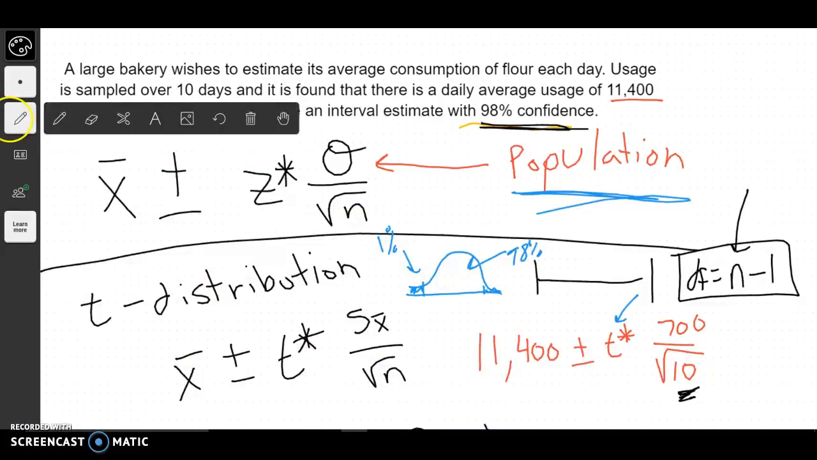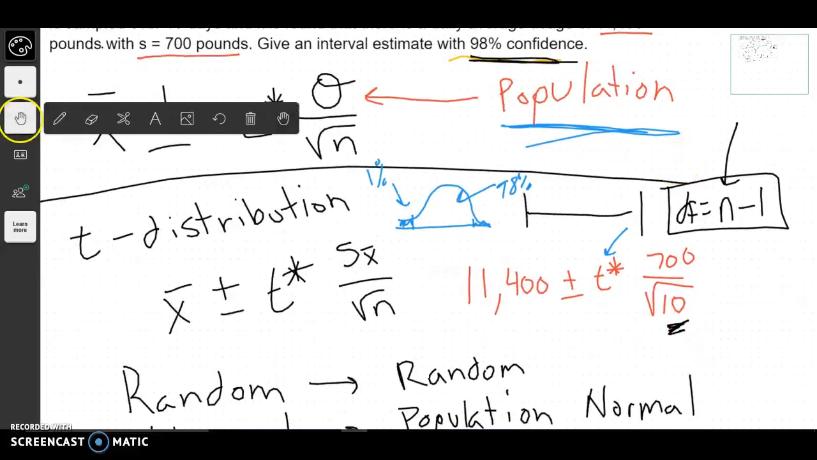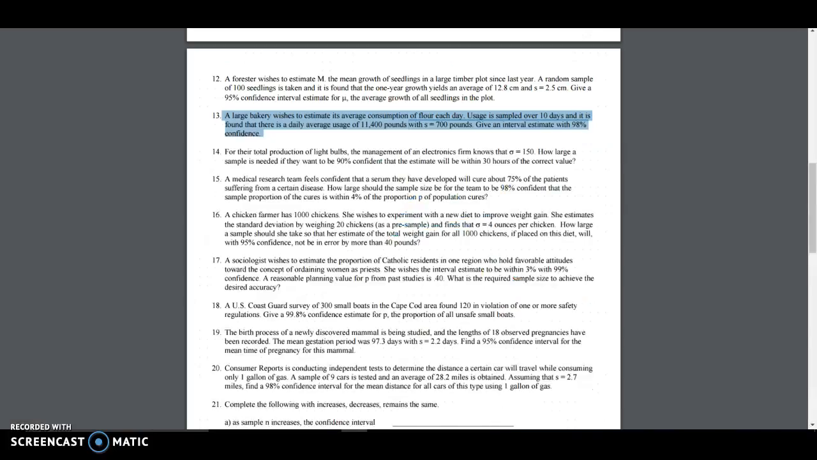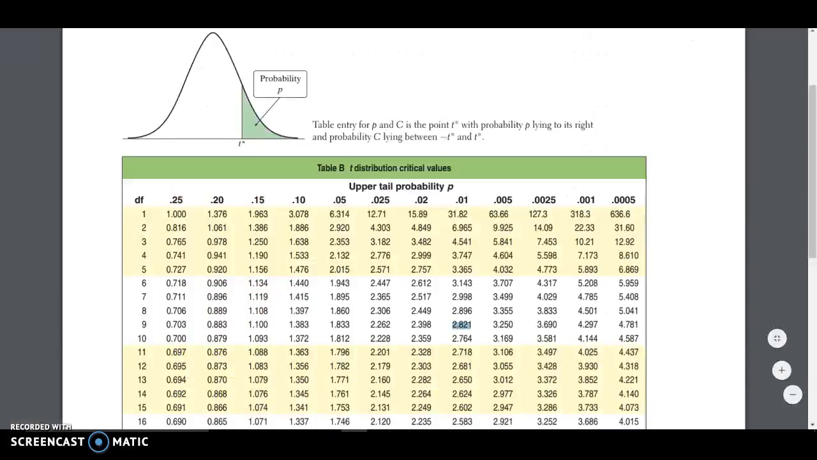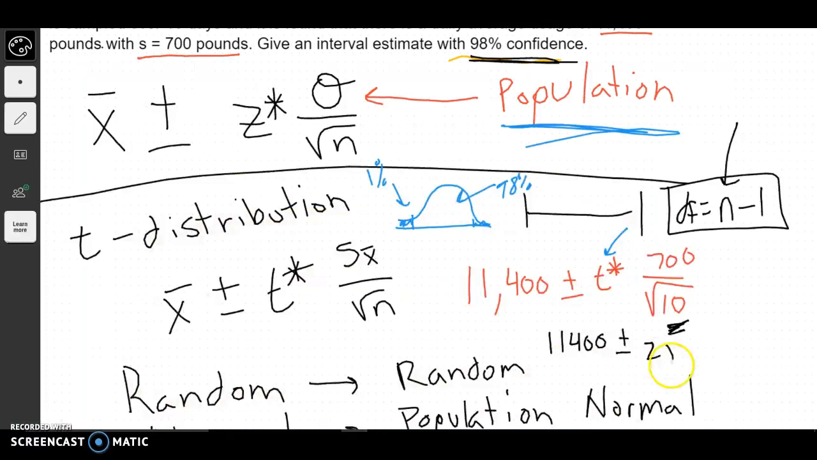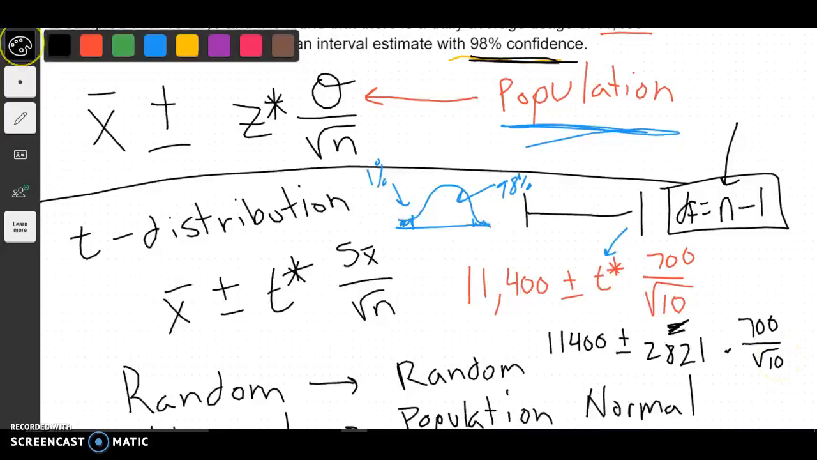So we would plug that in, which would be 11,400 plus or minus, and I already forgot what I found my T star value to be: 2.821. And then this. When it's all said and done, that would be our final answer.